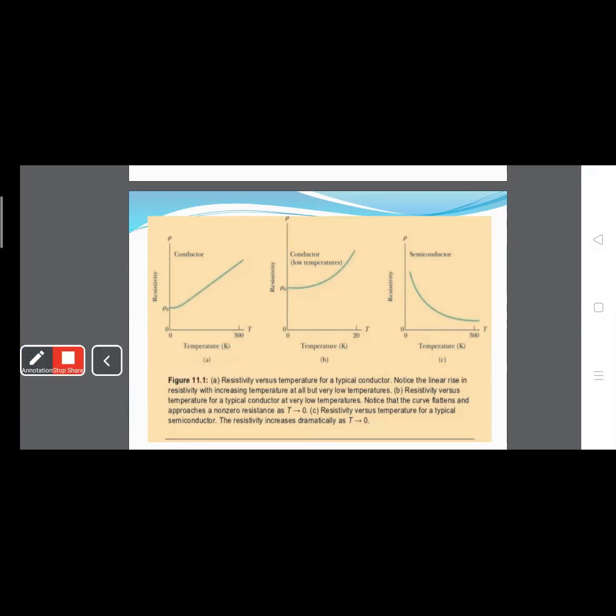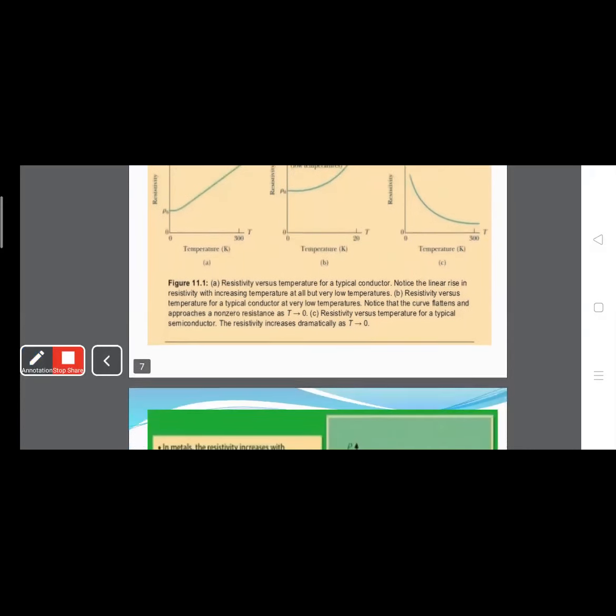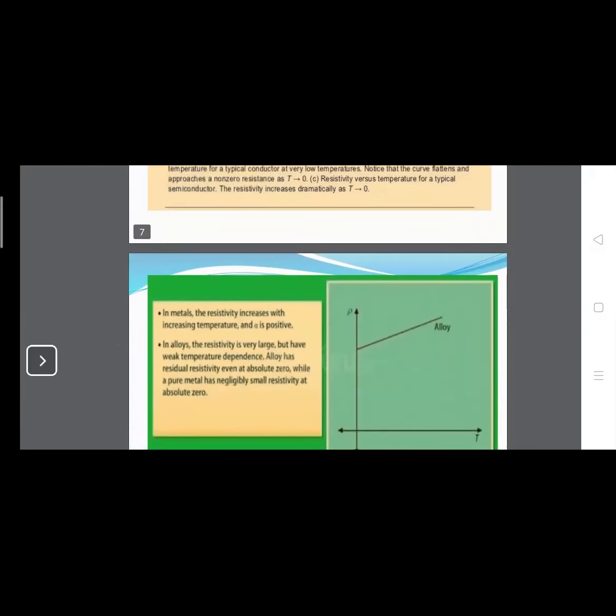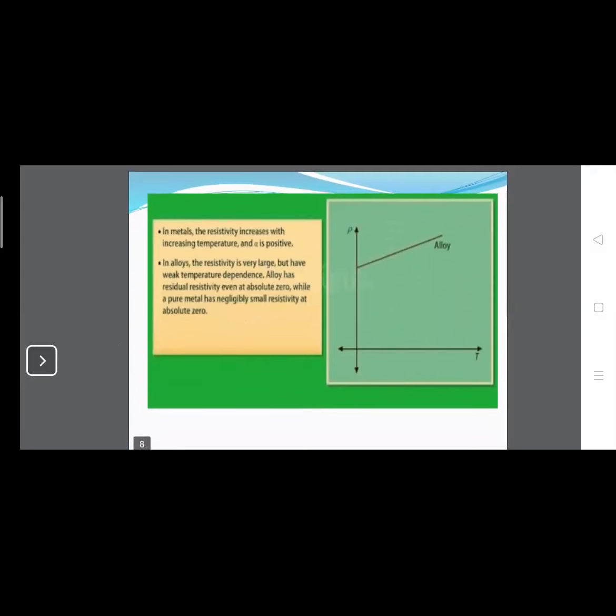So this was all about resistivity versus temperature. Now for alloy. We have already discussed alloy. In an alloy, resistivity is very large but has weak temperature dependence. So an alloy has residual resistivity even at absolute zero, while a pure metal has a negligibly small resistivity at absolute zero. So this is the graph between resistivity and temperature for an alloy.